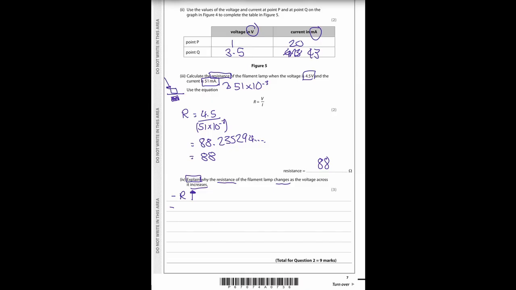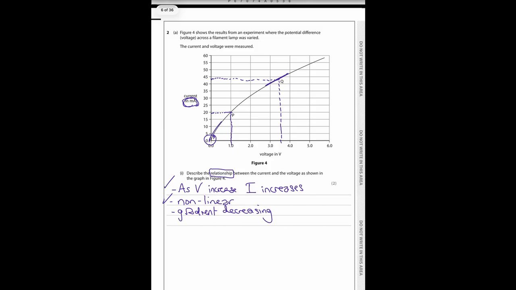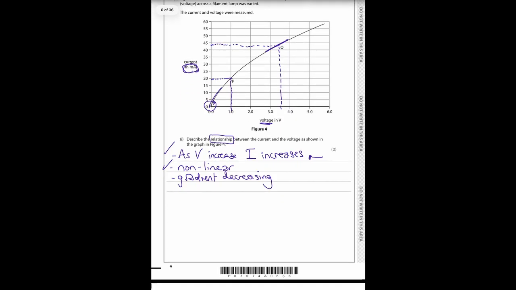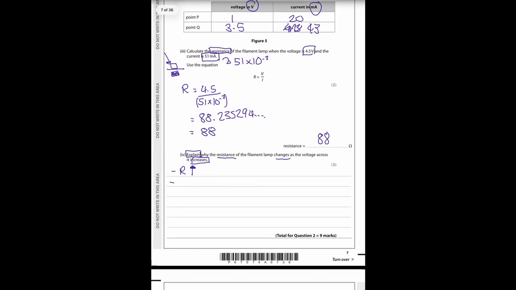So what are the things that I do know? It's saying that the voltage increases. So if the voltage increases, well, let me just have a look at the graph and see what happens, even if I didn't know from my revision. Well, when the voltage is increasing, I can see from the graph that the current's increasing, and I said it over here as well. So I'm just going to say, okay, so when V increases, I increases.